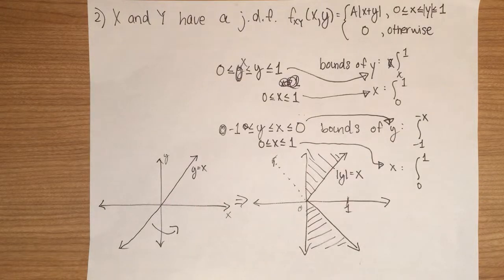Hello, I am doing problem number 2 of homework 8. X and y have a joint density function f of x comma y equaling a times the absolute value of the quantity x plus y, from 0 less than or equal to x less than or equal to the absolute value of y less than or equal to 1, and 0 otherwise. Let us examine the bounds.